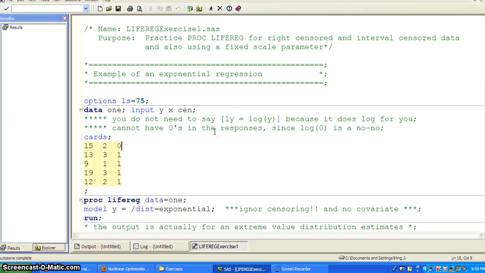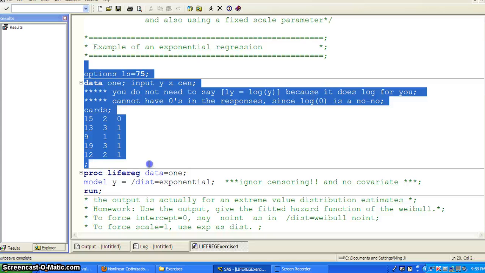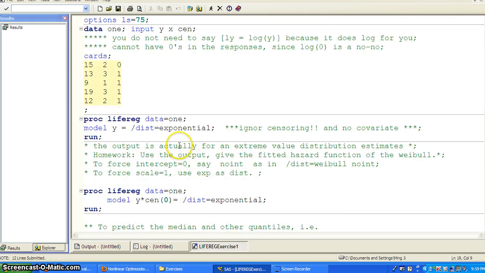Okay, so first let us read in this small data set here. It has y and a censoring variable. Okay, so read it in, and we really don't need to do the log transformation of y because in the procedure it's going to do that for us.